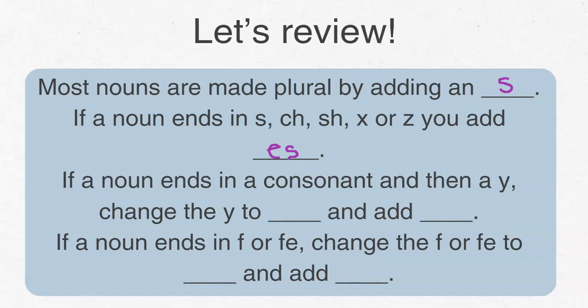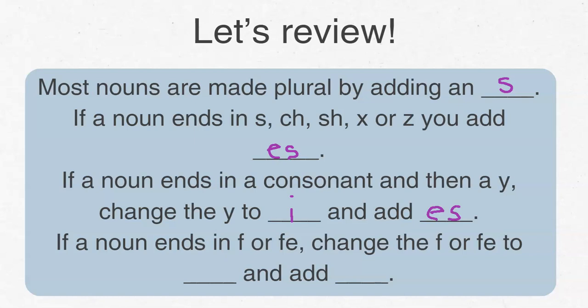If a noun ends in a consonant and then a Y, we have to change the Y to what and then add what to make those nouns plural? Again, pause the video. If a noun ends in a consonant and then a Y, change the Y to I, that's our first step. Then we add ES to make those nouns plural.